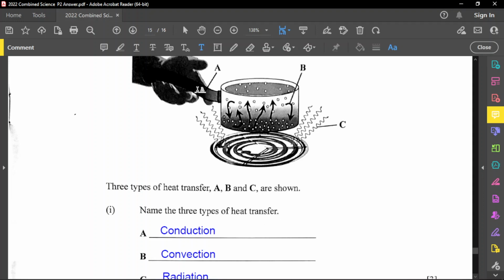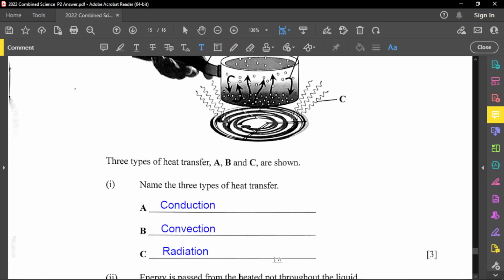Of course, because A is a solid, the handle, that will be conduction. And B, which is the fluid or liquid, will be convection. And the heat coming from the coil on the stove top and going into the atmosphere without any metal or fluid, that will be radiation. Notice it is wave-like, so that is radiated heat.